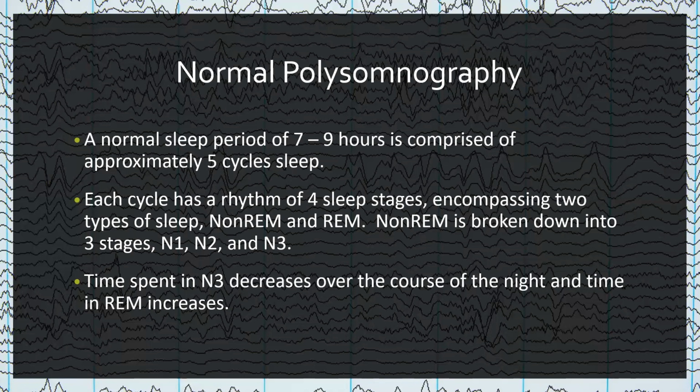And the time that you spend in stage 3 is the most at the beginning of the night, and it decreases over the course of the night. And REM is the inverse of that. So basically what we end up with is most of our stage 3 sleep in the first half of the night, and most of our REM sleep in the latter half of the night. So when you're thinking about having your sleep time curtailed in one way or another, these are the effects that you're going to see on the sleep specifically.